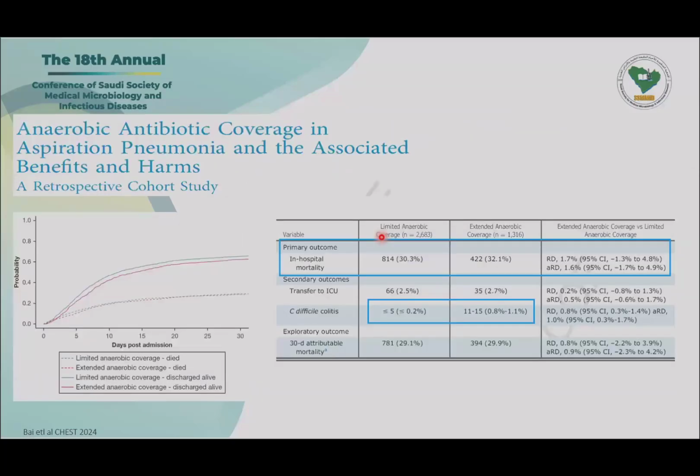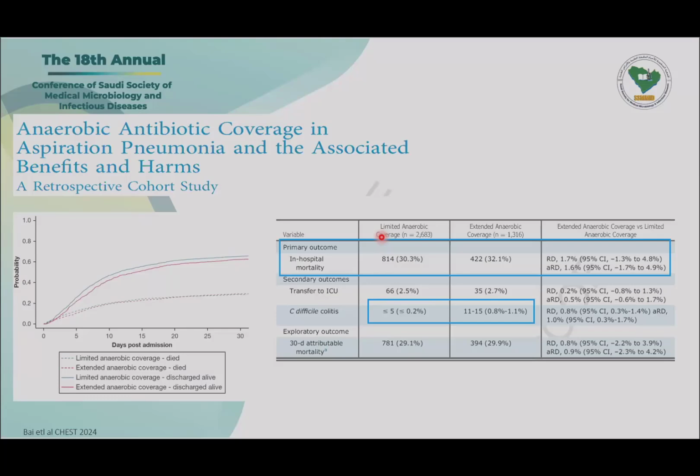So here are the main results. If you look at the Kaplan-Meier on the left side, you can see the two groups were similar to each other in terms of the in-hospital mortality, not much difference. And if you look at the primary outcome here on the right side, you can see also 30% risk of mortality in the limited group versus 32% in the extended group. The adjusted risk difference after the propensity score matching.